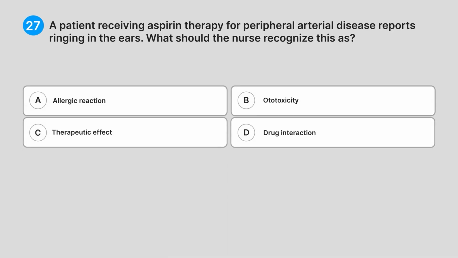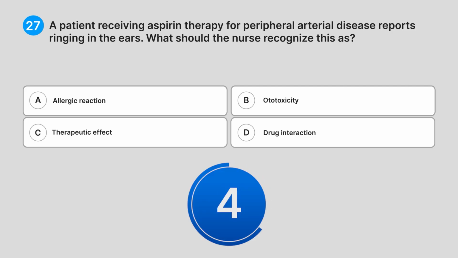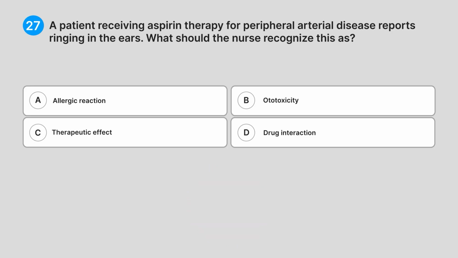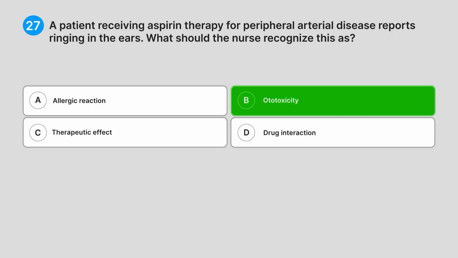27. A patient receiving aspirin therapy for peripheral arterial disease reports ringing in the ears. What should the nurse recognize this as? A. Allergic reaction. B. Ototoxicity. C. Therapeutic effect. D. Drug interaction. Can you guess the answer? Correct answer, B. Ototoxicity.